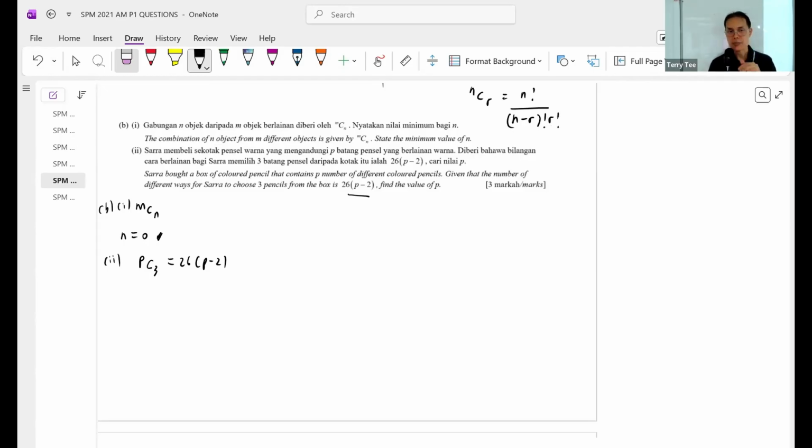Remember this formula, nCr equals n factorial over (n minus r) factorial times r factorial. This formula is given in SPM, I can find it in the list of formulae. So p factorial over (p minus 3) factorial times 3 factorial. This 26(p minus 2), I'm not going to time it in yet, I'm going to keep it first.